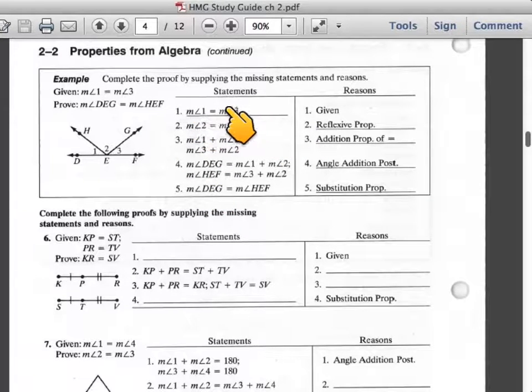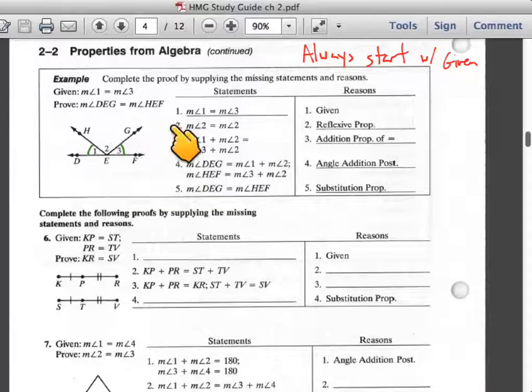Measure angle 1 equals measure angle 3. That was given, and you should always start with the given. Once you've said something over here, mark it over here. So angle 1 is congruent to angle 3. We can mark that over there in the diagram.